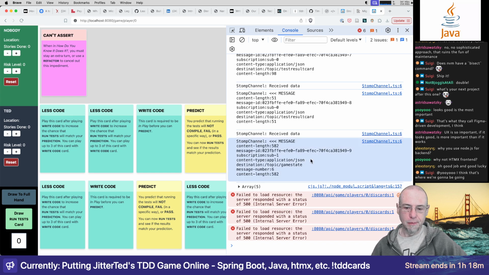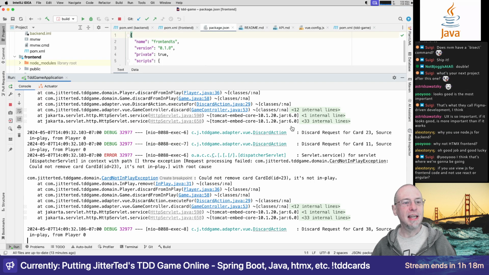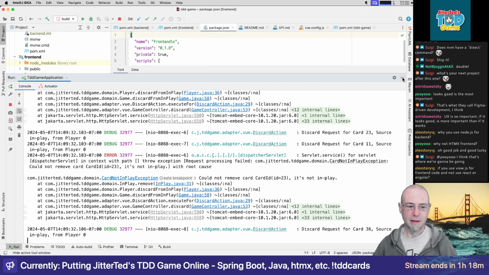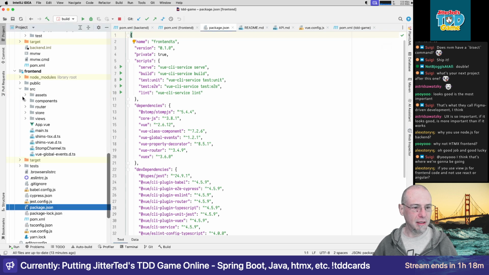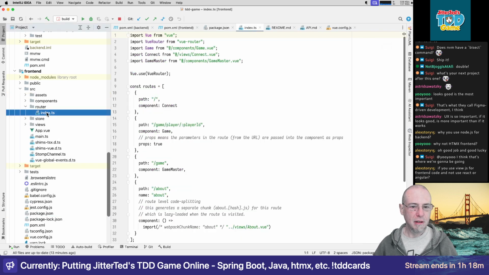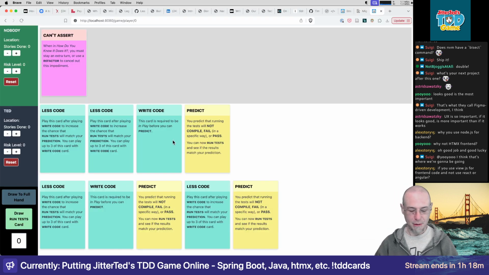So we base, there's another view. What is that endpoint? So somewhere in the front end router, there is the game master. Let's go look at that.